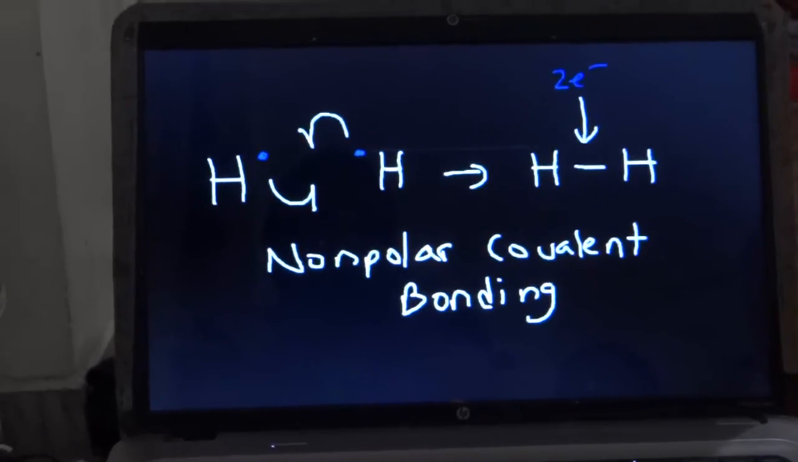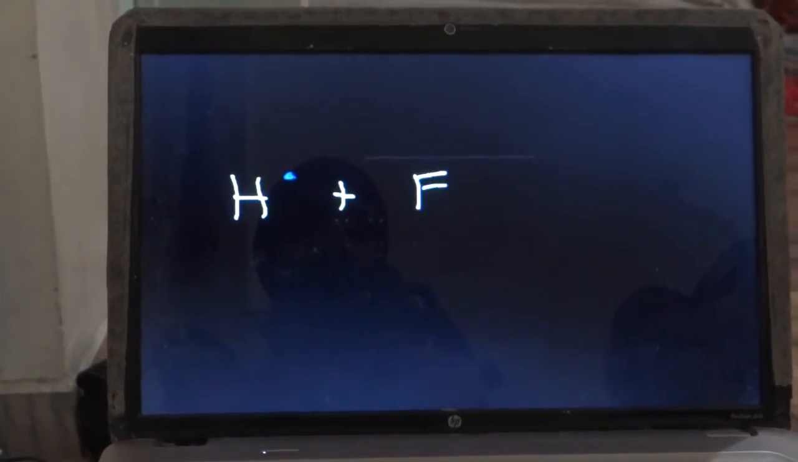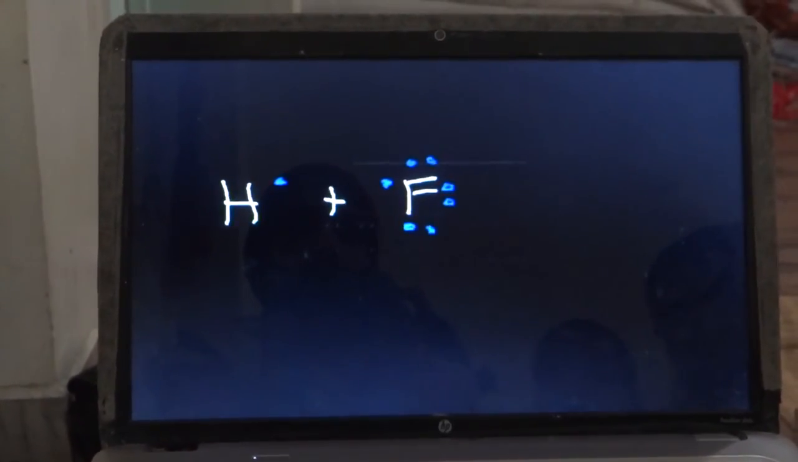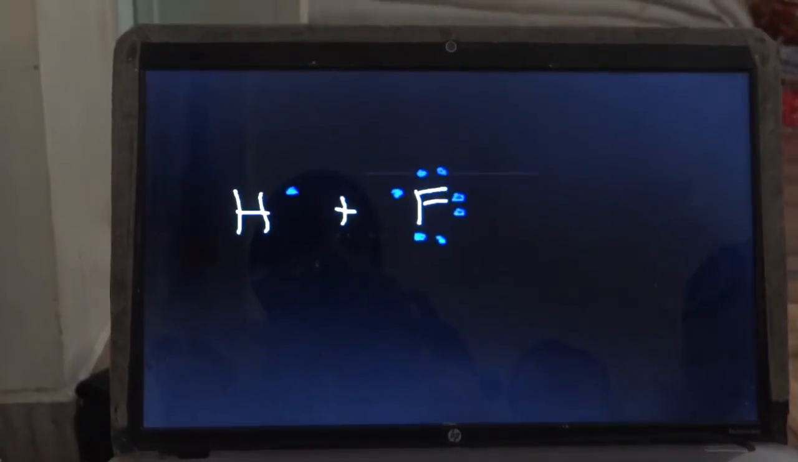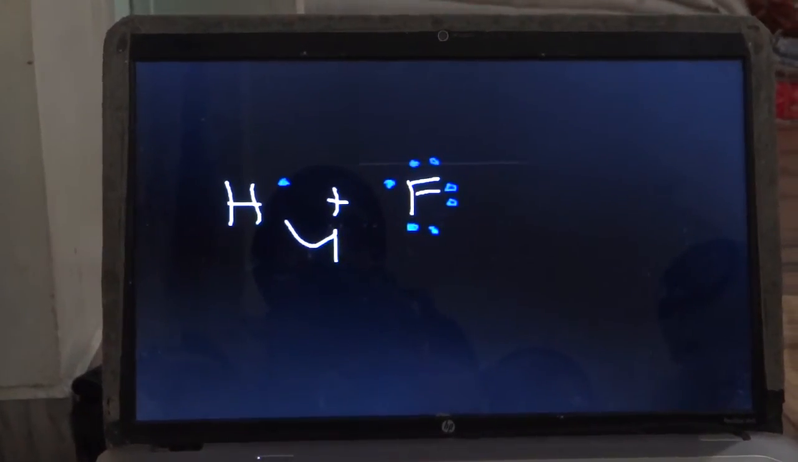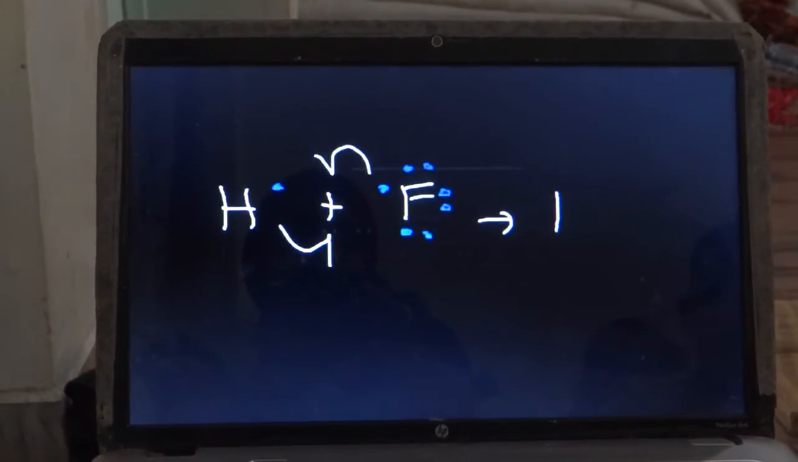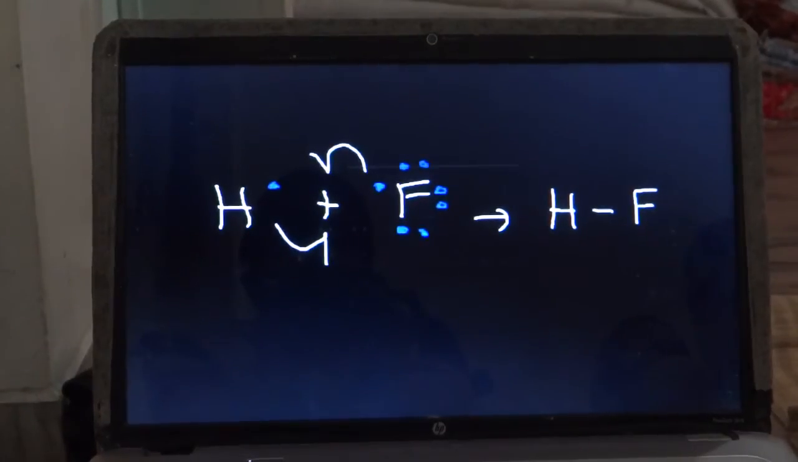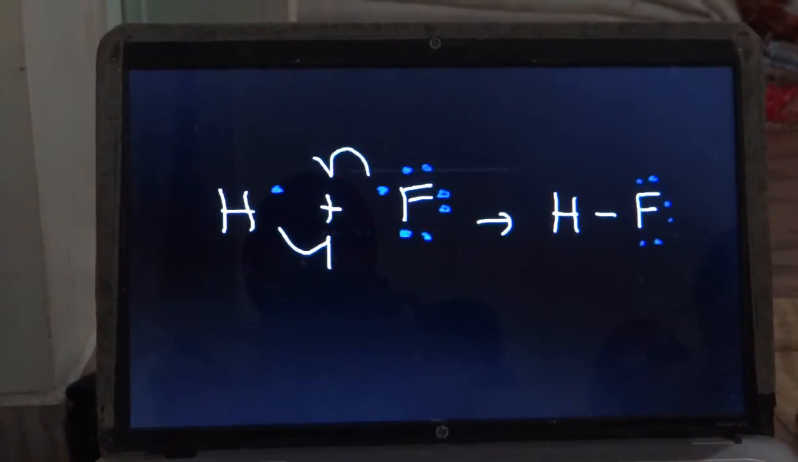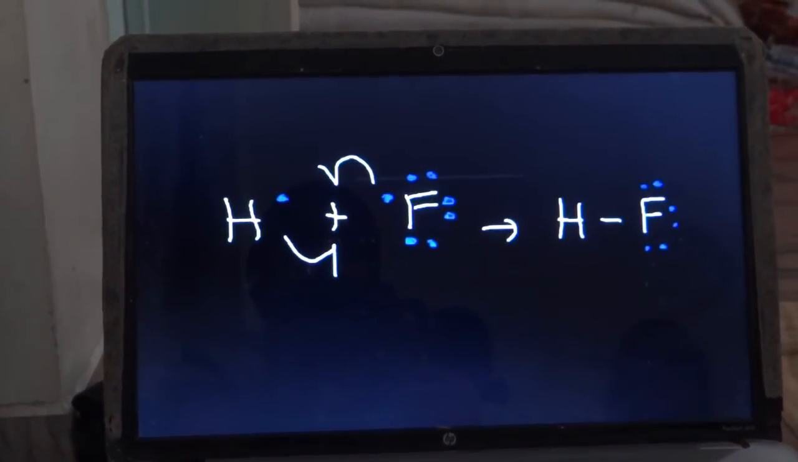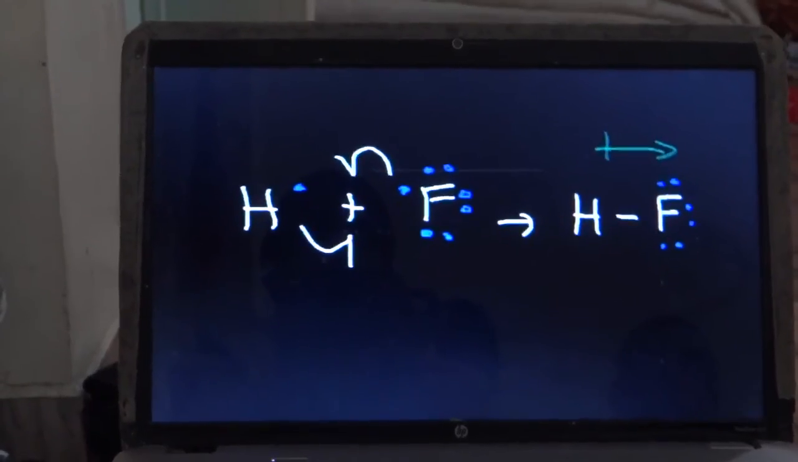Now, let's say we have two dissimilar elements, for example, hydrogen and fluorine. These are both nonmetals. Two nonmetals typically form a covalent bond. Hydrogen is going to donate one electron to form the bond, and fluorine is going to donate one. So HF looks like this. Fluorine is significantly more electronegative than hydrogen.